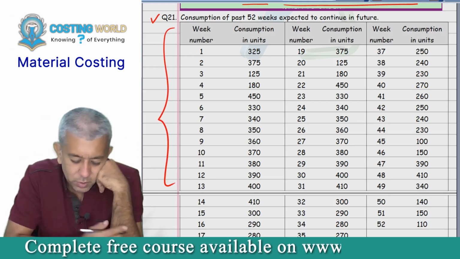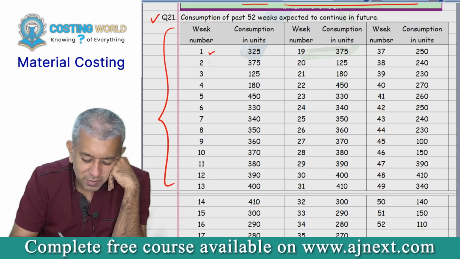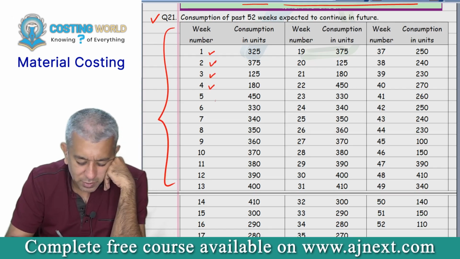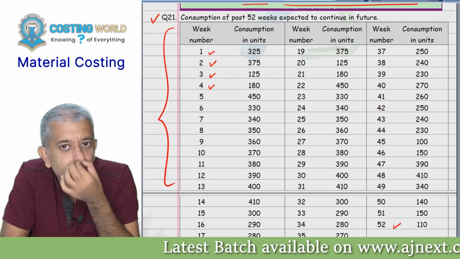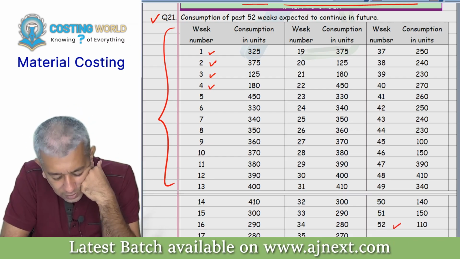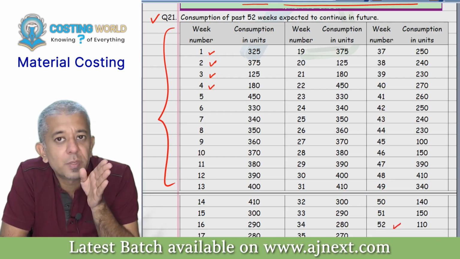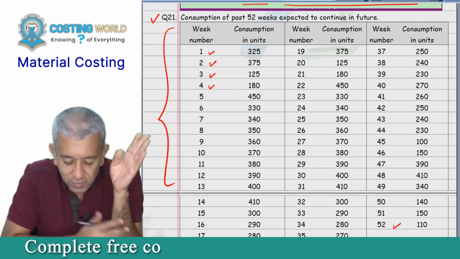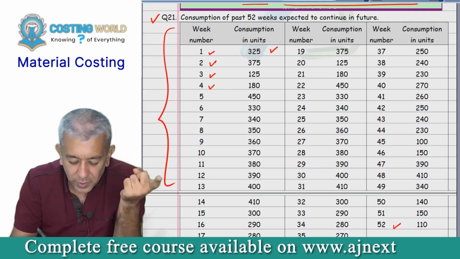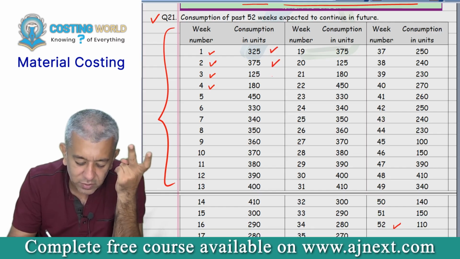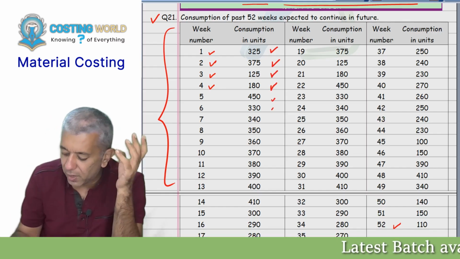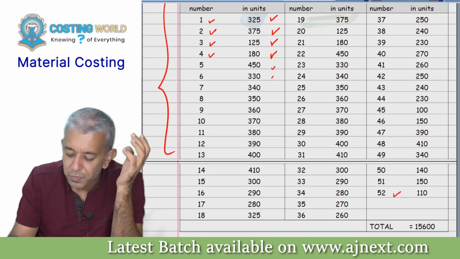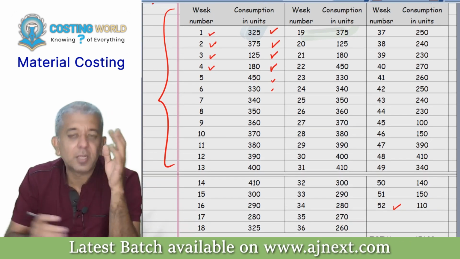What was this report? Week number 1, week number 2, week number 3, week number 4. Likewise, we had 52 weeks of data. It shows me the amount of consumption each and every week. In the first week, we consumed 325 units, second week 375, third week 125, fourth week 180, and so on. All these particulars are there.